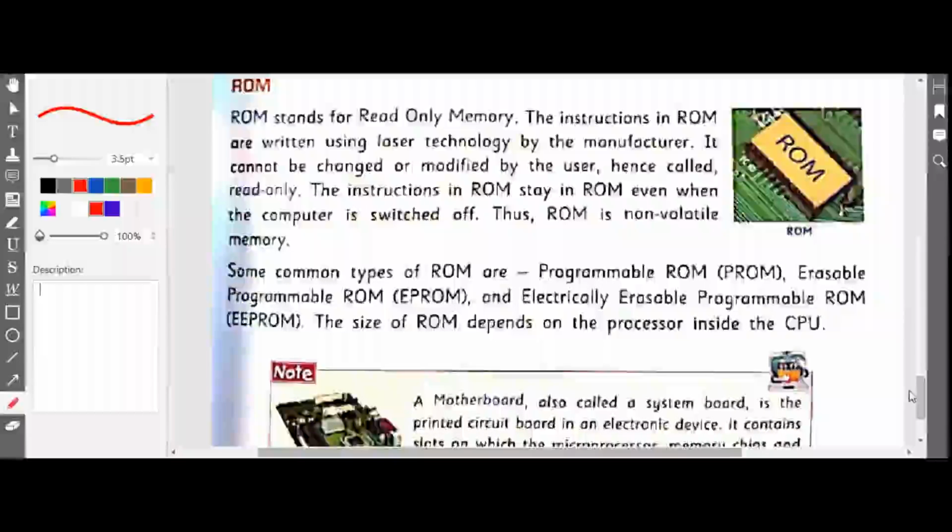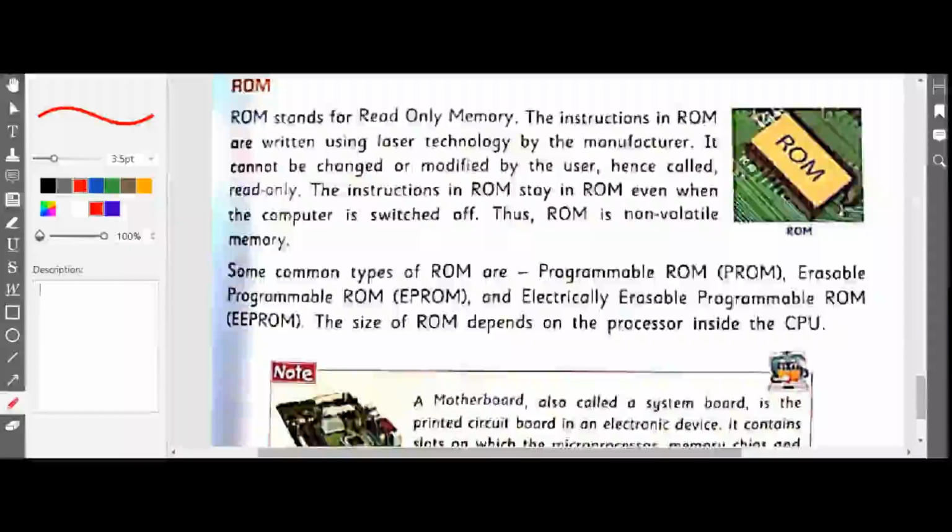In the latest time the erasable ROM also came. EEPROM stands for electrically erasable programmable read only memory. PROM is programmable read only memory. Okay. So these are the things which you have about the ROM.